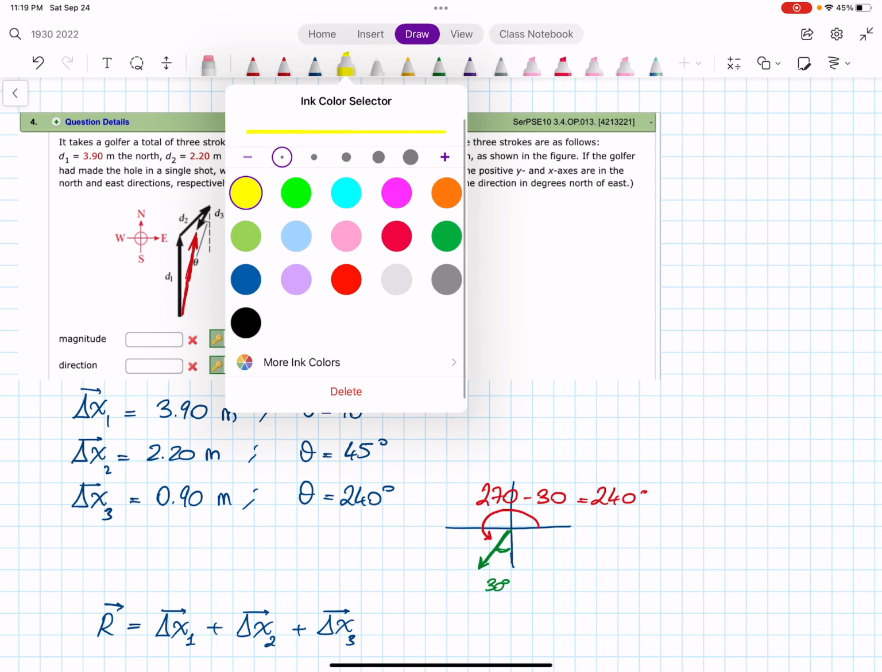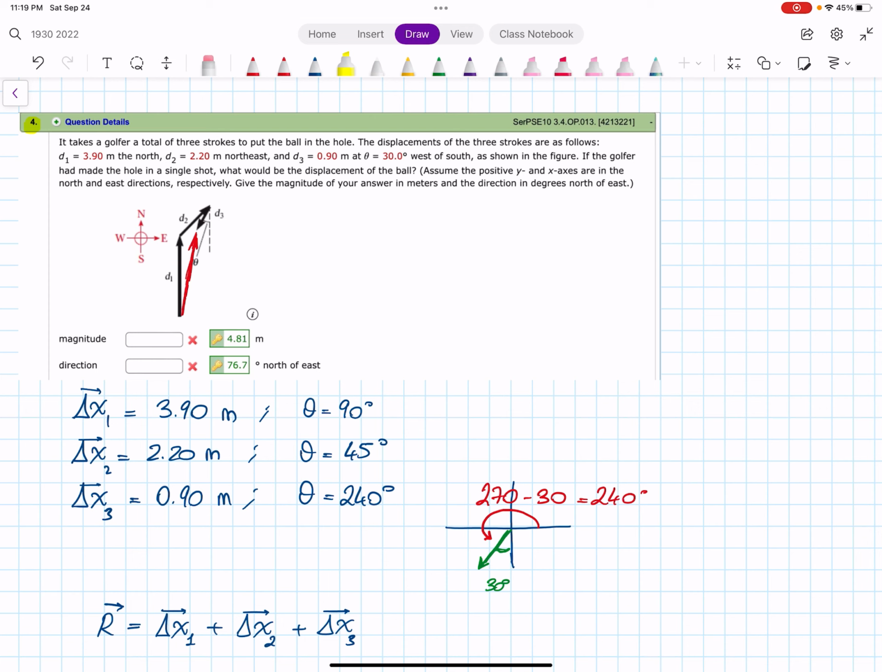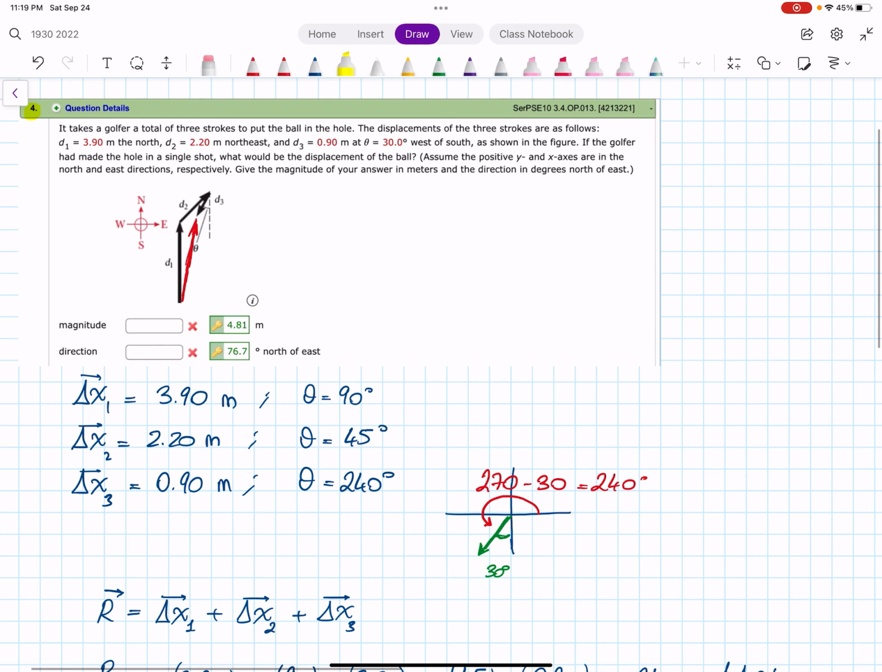Hi everyone. So this is question number 4. The question says, it takes a golfer a total of 3 strokes to put the ball in a hole. The displacements of the 3 strokes are as follows. D1, 3.9 meters due north, D2, 2.2 meters northeast, and D3 equals 0.9 meters at 30 degrees west of south, as shown in the figure. If the golfer had made the hole in a single shot, what would be the displacement of the ball?